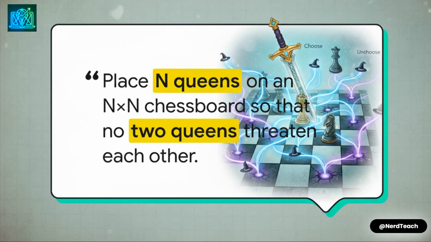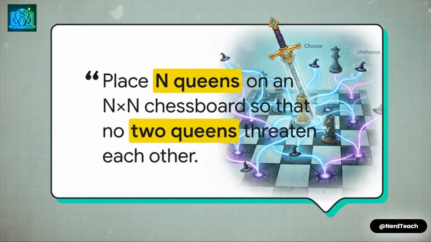Okay, theory is great, but let's make this real. Imagine a classic quest, the N Queens problem. The goal is to place N magical queens on a chessboard so that no two of them can attack each other. Using our mantra, it's simple. We place a queen, that's our choose. We then recursively try to place the next one, that's explore.